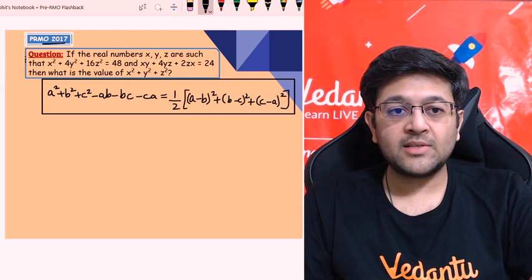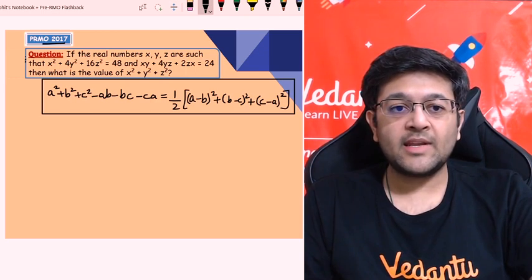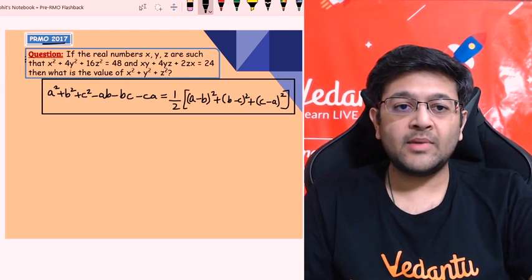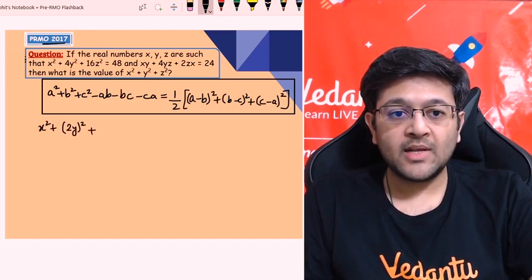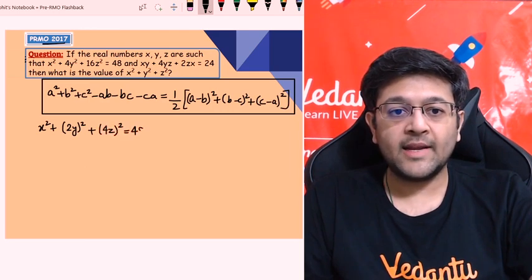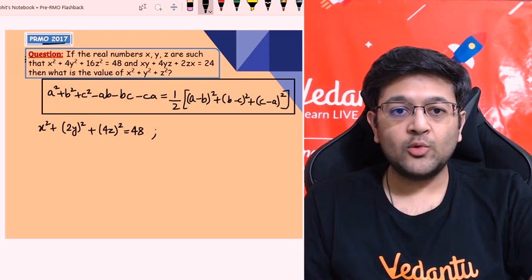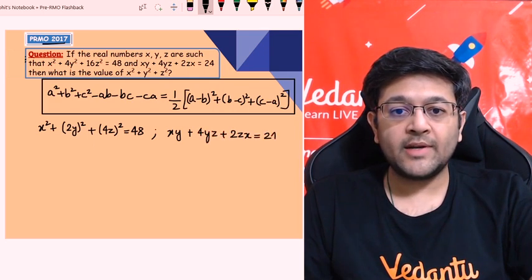Let's write down the equations. I will rearrange and write them in a slightly different form, but it will be the same. So x square plus, can I write 4y square as 2y whole square, plus 16z square as 4z whole square, right? It is 48. And the equation 2, xy plus 4yz plus 2zx equal to 24.